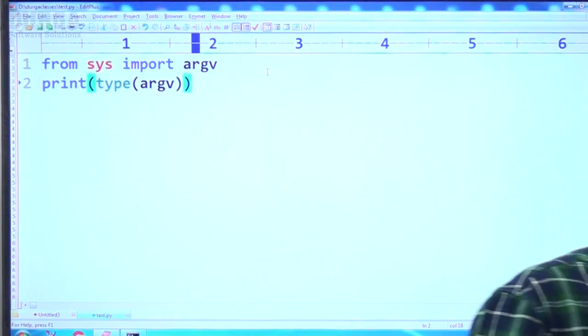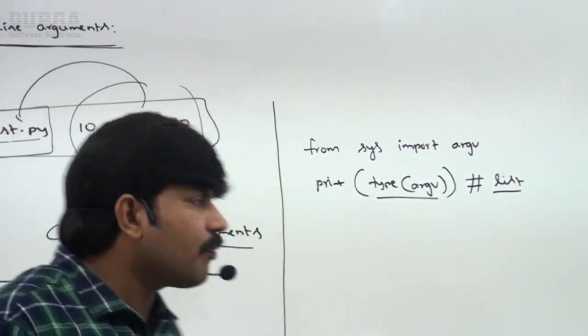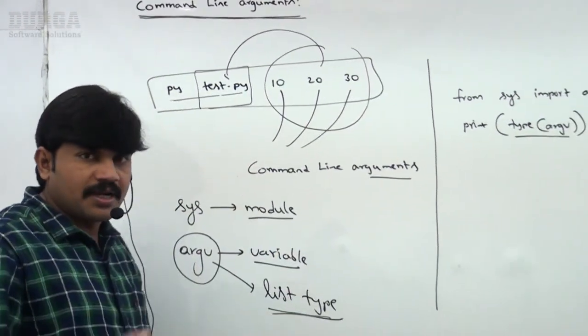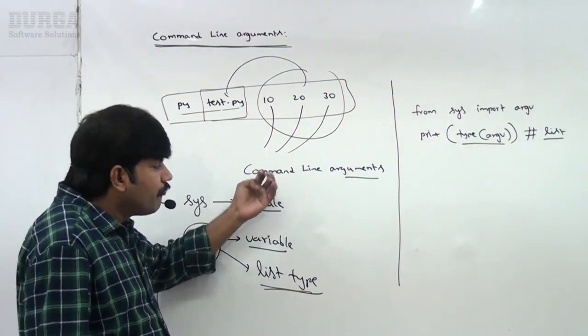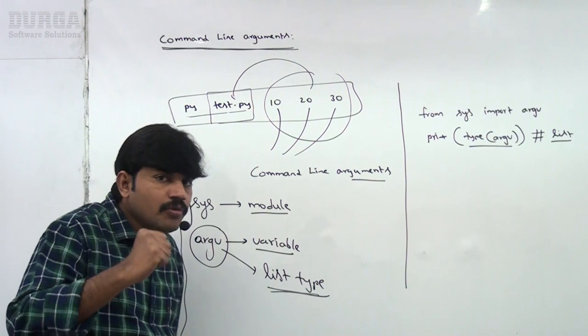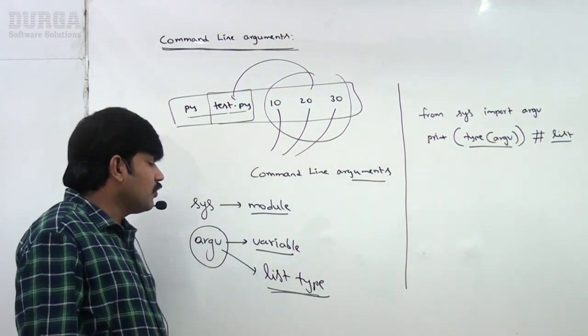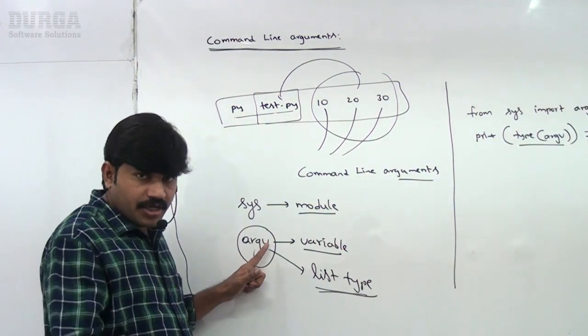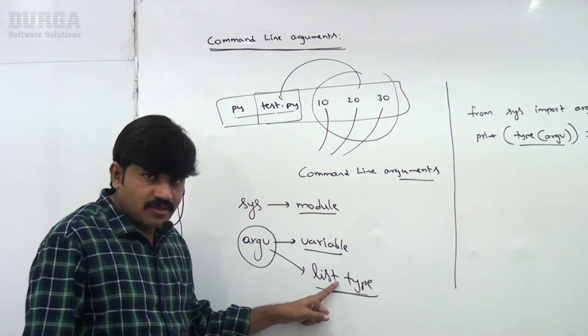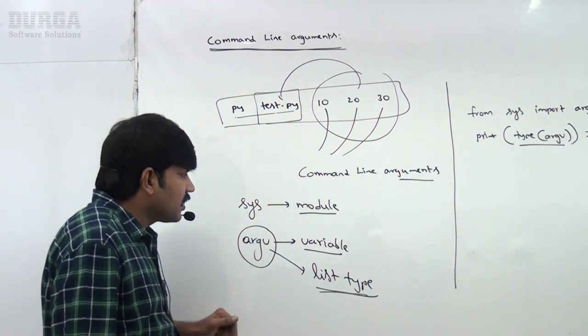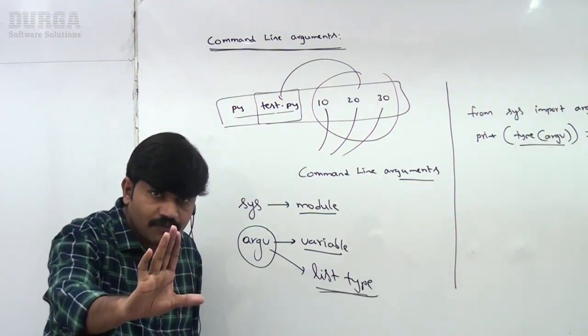Clear, right? So what are command line arguments? The arguments which are passed from the command prompt are called command line arguments. Next, within a Python script, how can you read these command line arguments? By using the argv variable, which is internally a list. This argv variable is present inside the sys module. Clear for all of you, right?